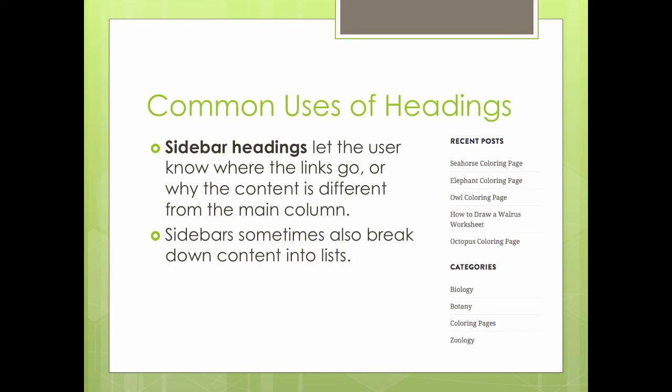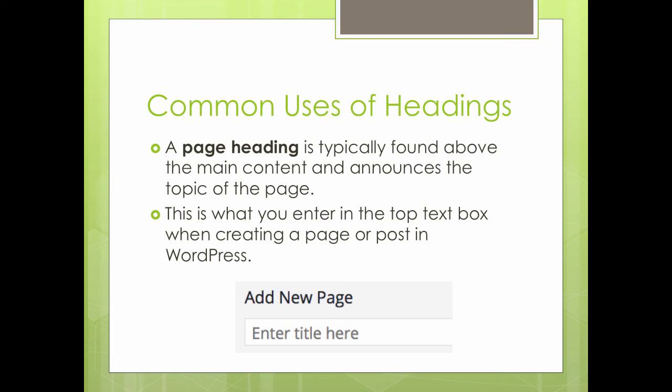Sidebar headings kind of group bits of links together in many cases. They let the user know where the links go or why the content is different from the main column. They also break down content into lists. A page heading is typically found above the main content. It announces the topic of the page. It also is one of those wayfinding techniques. If somebody lands in the middle of your site, they not only know what site they're on, but what the page is about. Now, the page heading for our website is entered here in the Add New Page, Enter Title Here field when you create a new page.